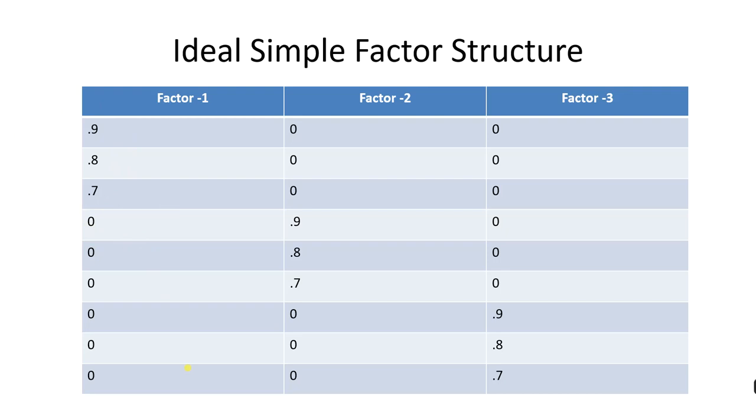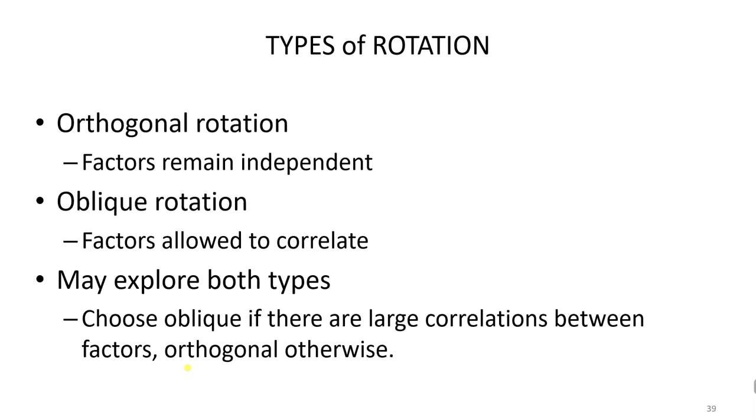Why is rotation needed? Because the unrotated factors are hard to interpret, difficult to interpret. So rotation helps us in this. Now there are different types of rotations. Rotation can be broadly classified into two types. Orthogonal rotations: in this rotation, factors are considered orthogonal or uncorrelated. So if the factors are uncorrelated, they remain independent from each other, then we use orthogonal rotation.